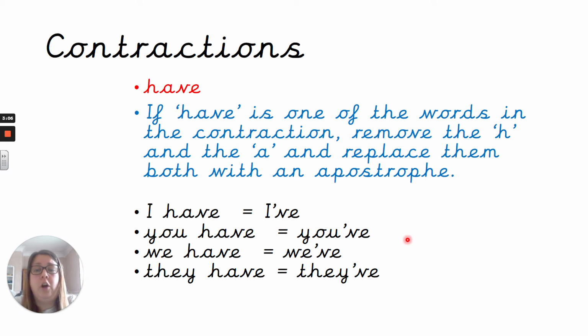And another rule we've got is have. If have is one of the words in the contraction, we remove the h and the a, so the ha, and replace them both with an apostrophe. So I have changes to I've, you have changes to you've, we have changes to we've, and they have changes to they've. So instead of writing ha, we replace it with the apostrophe. So instead of saying we have a dog, we've a dog. So you can change your wording within your sentences. So have a go at writing these words. I've, you've, we've, they've. Pause the video and have a go.